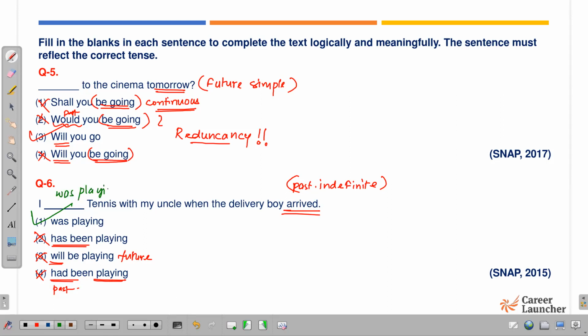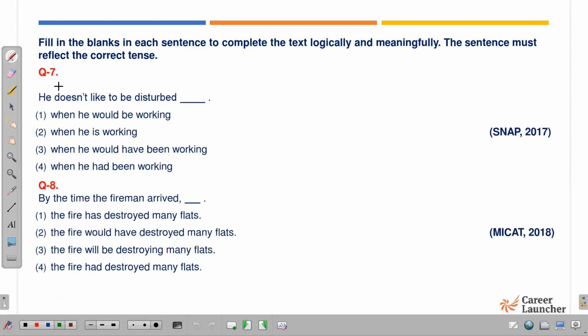So I was playing tennis, which is clearly expressing what it should. Seventh, he doesn't like to be disturbed when he would be working. I think unnecessary past and future past. Snap 2017 question. When he is working, he doesn't like, so this is present. Okay, so I think most chances are the second will become the correct answer.